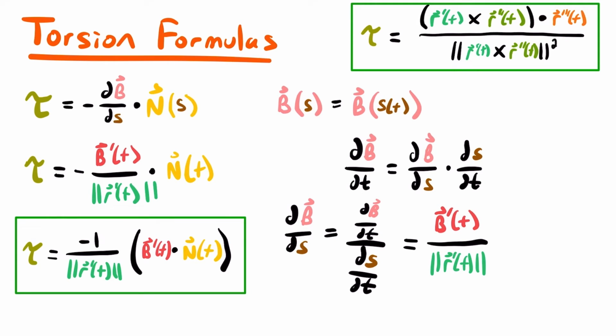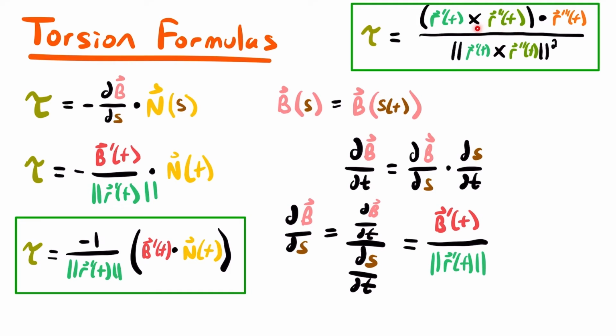To calculate torsion in terms of t, we can just take the derivative of our original vector function 3 times, right? We have r prime of t, r double prime of t, and r triple prime of t, and then perform a triple scalar product between them and divide it by the magnitude of the cross product between these two vectors squared. All right, so using this formula is going to be a whole lot easier than using this formula in the majority of cases.